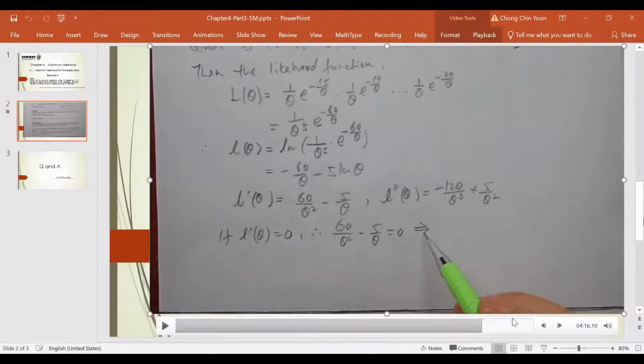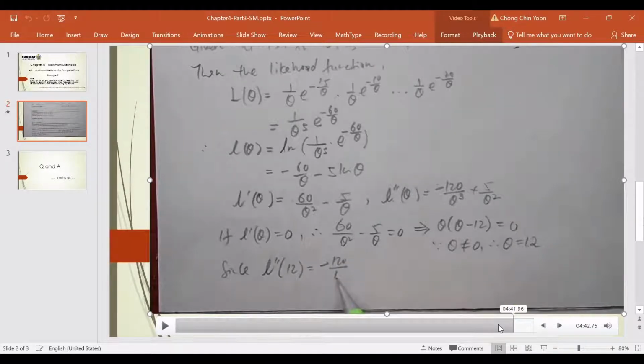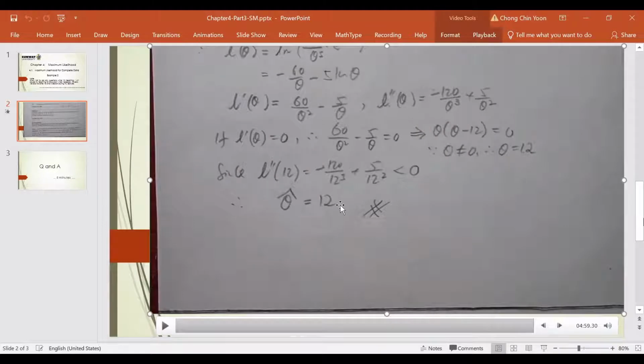The reason is because your theta is not 0. So do not cancel off theta here without reason and give me the answer that theta is 12. I will cut your marks, or in other words, you won't get full marks in your working. And of course, next you know what to do. That is, we test in the second order. Then only you can make the conclusion: the estimate of theta is 12 under MLE. Okay, so any questions?